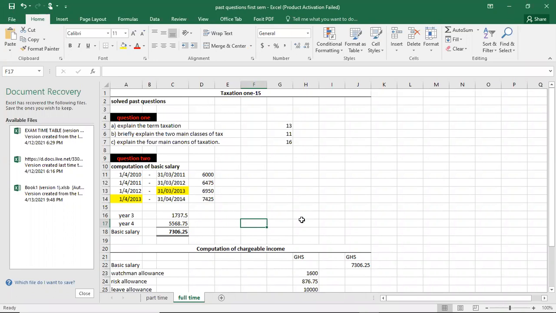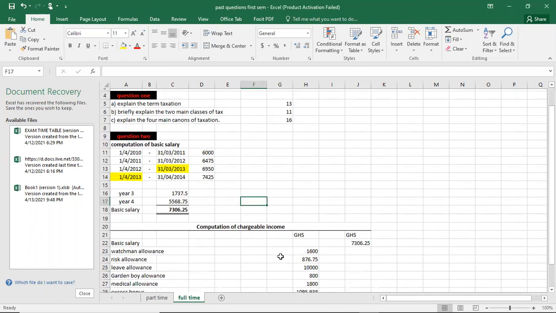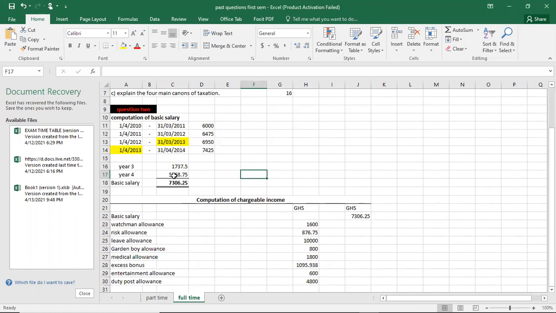If you have any question, you go to your screen, the participant side, just close to your name, you see some 3 dots, and you see the raise hand symbol. Raise your hand, we call you, you ask your question, and then we move on. So from here, we compute our basic salary.